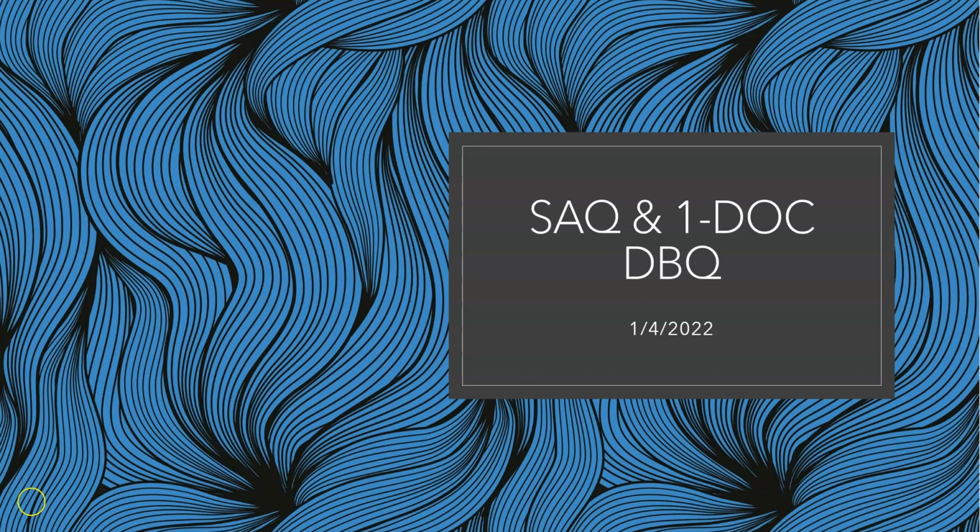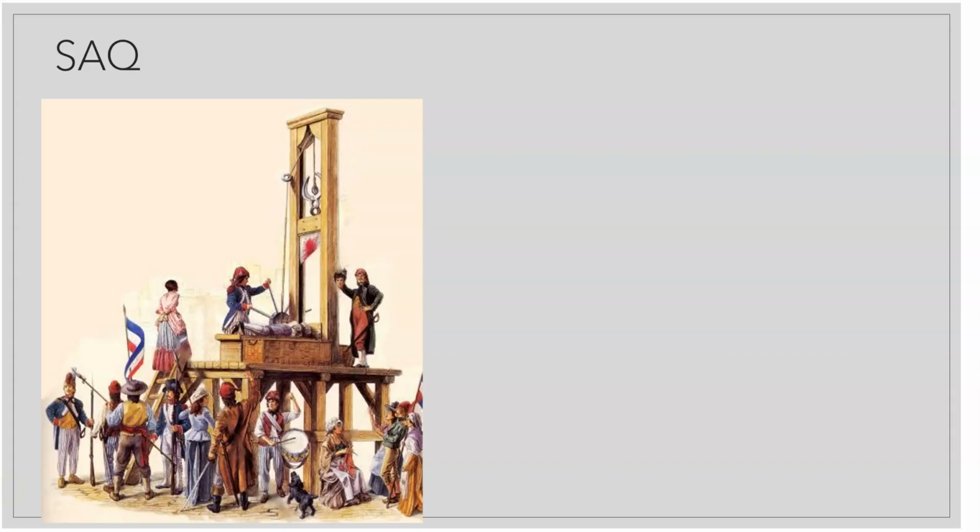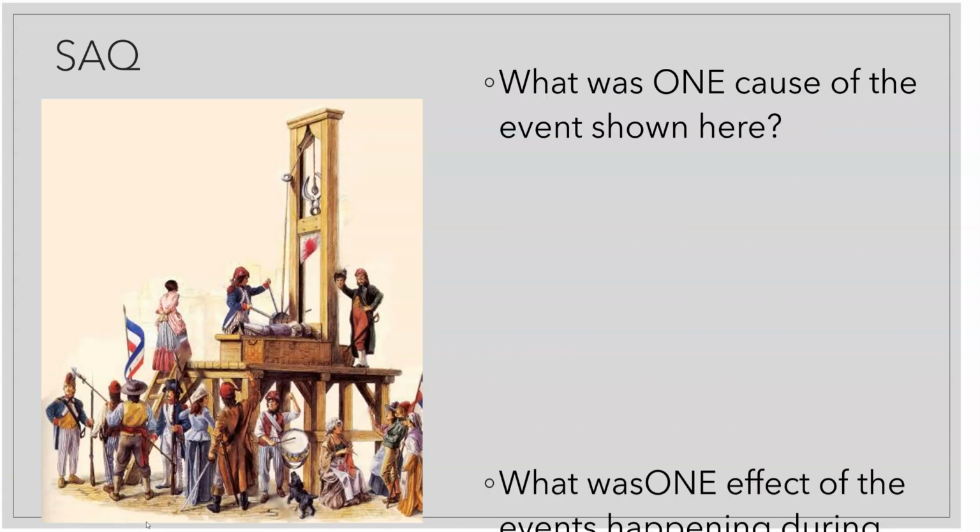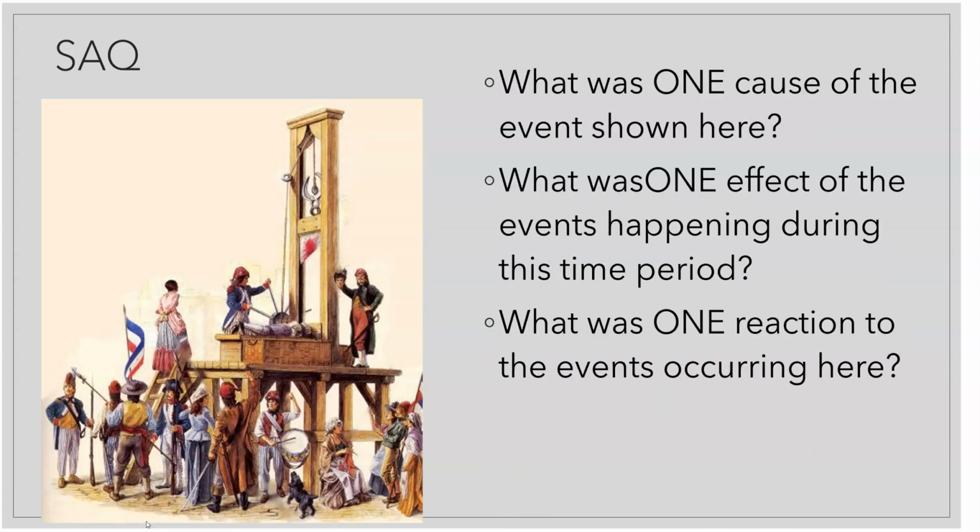All right, so let's look at an SAQ. Now, I wrote these myself, but these are fairly accurate. So here's an SAQ, obviously on the French Revolution, and here are the three questions. If you look at this, this is a guillotine. And it says, what was one cause of the event shown here? Okay. Now let me skip to the next slide.